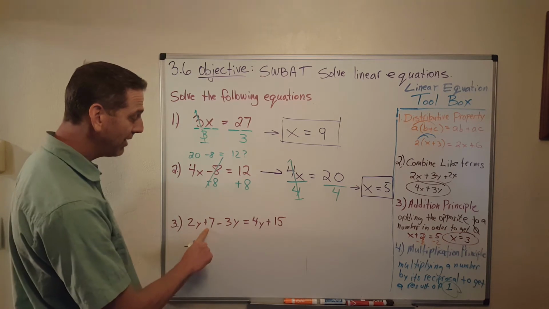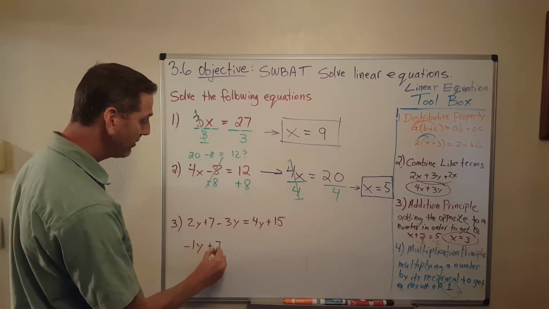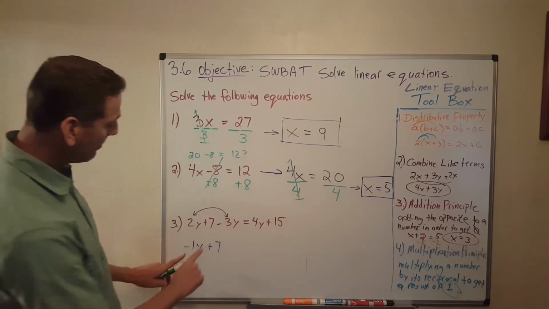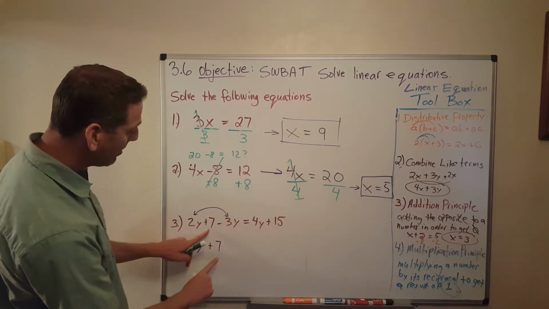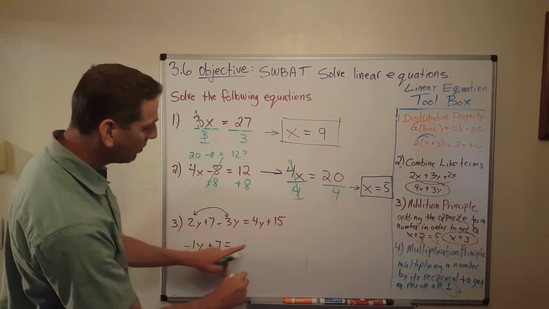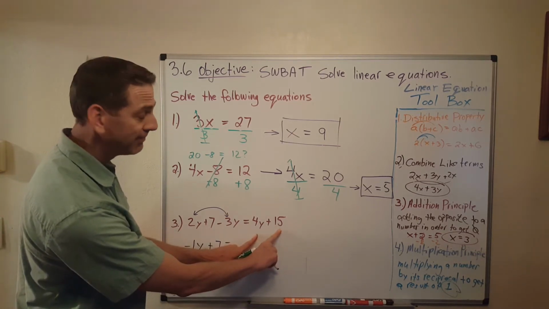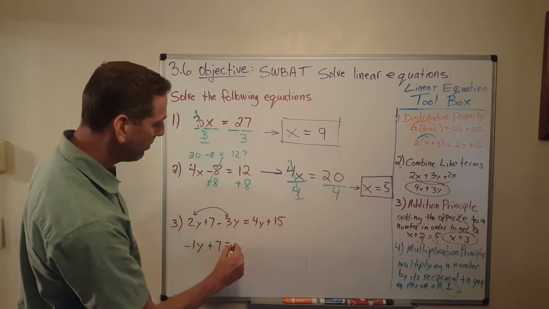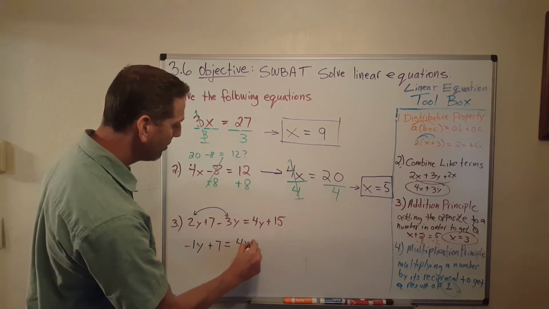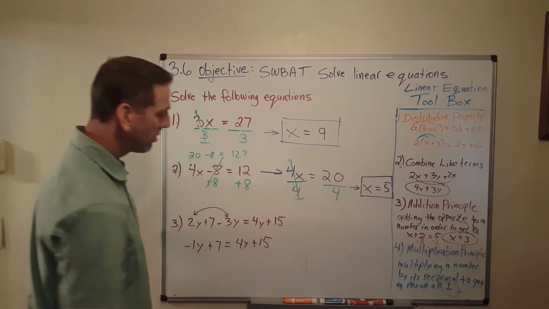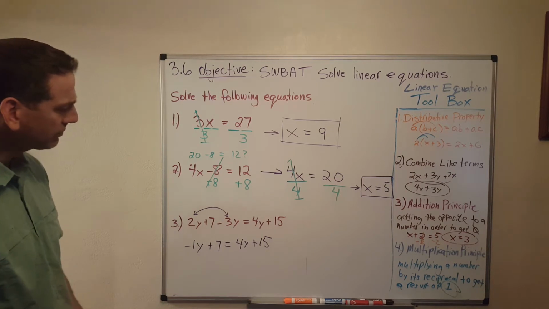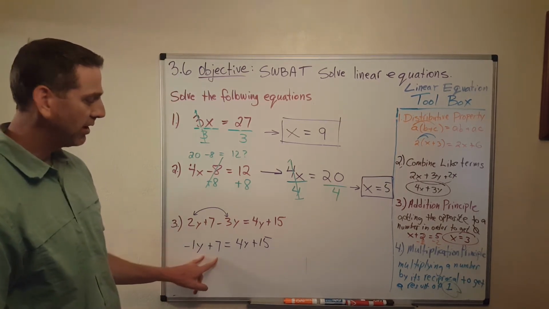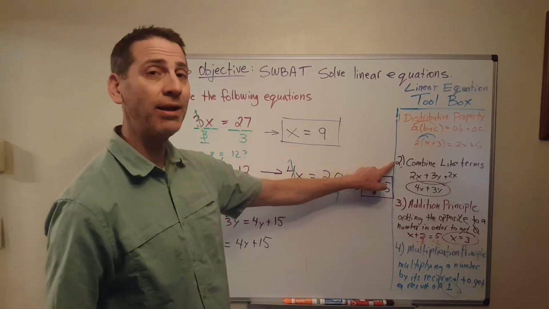Now I still got that 7. So I'm going to add that 7, right? So I just combine these two terms right there. So I end up with negative 1y plus 7 equals, are these like terms? No, they're not alike. That's a constant. This is a coefficient with a variable. So what do I do? I just bring them down. Okay. Any more like terms? These are not like, so I'm done with combining like terms.